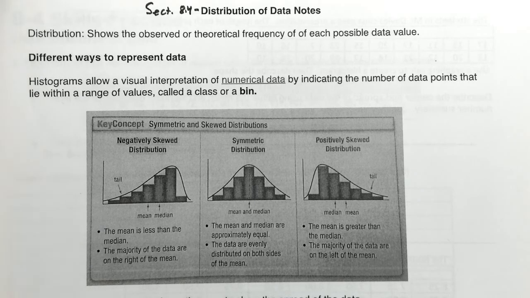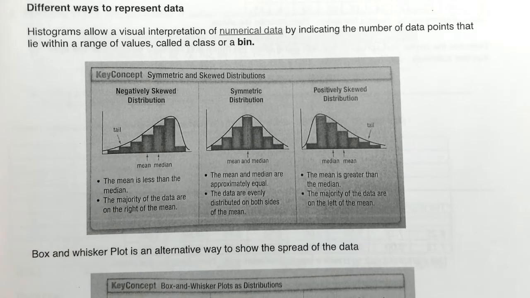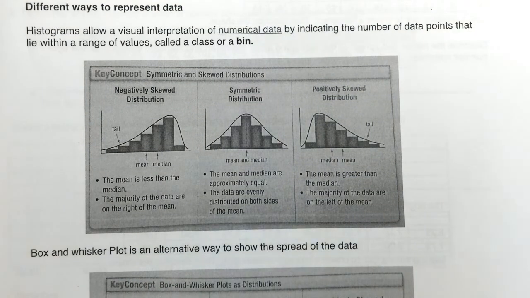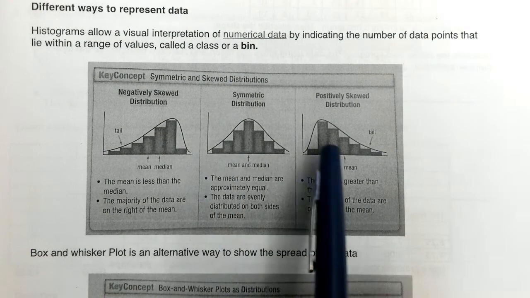All right, there's a couple different ways to represent data. There's lots of different ways, actually, but we're going to focus on two in this section. The first one is a histogram. A histogram allows a visual interpretation of numerical data by indicating the number of data points that lie within a range of values. That range of values is called a class size or a bin, or bin size, all right? So this is what a histogram looks like, and we will generate histograms here in a second, but for right now, we're just going to look at them and analyze them.